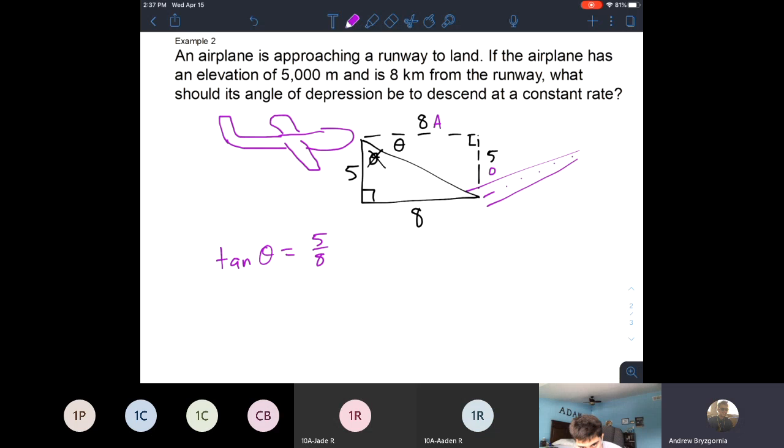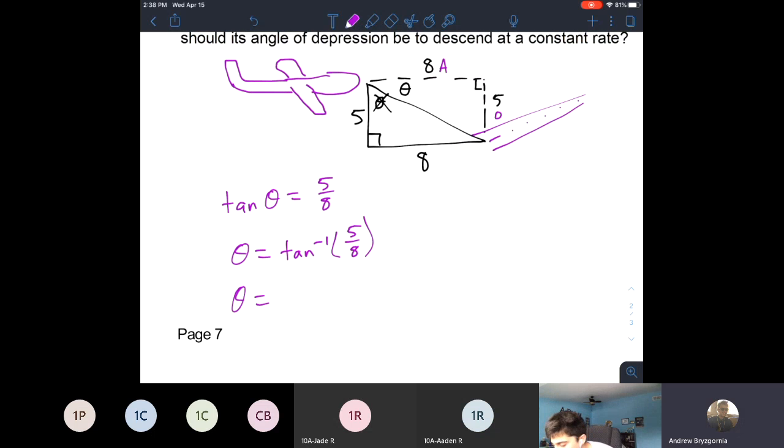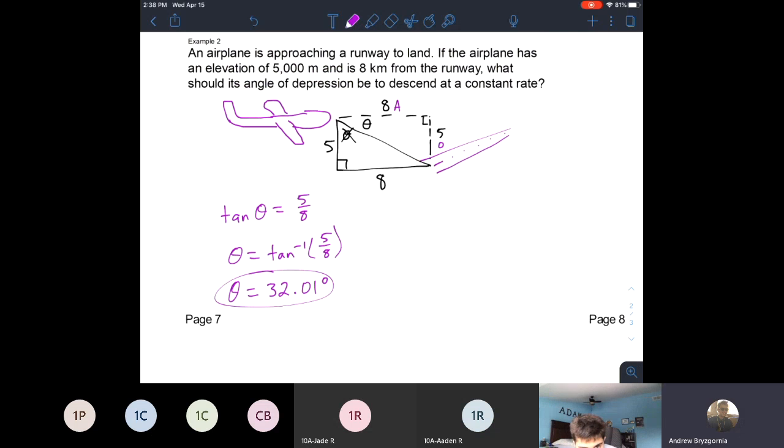We are going to do the arctangent of both sides. So that's going to be that right there. And then we are going to use the calculator to finish solving that. And that ends up being about 32 degrees. It's 32.01. I guess my numbers aren't very realistic. That's kind of steep. We're going to say the plane's going in for a crash landing. Yeah, so that's what we would get then.